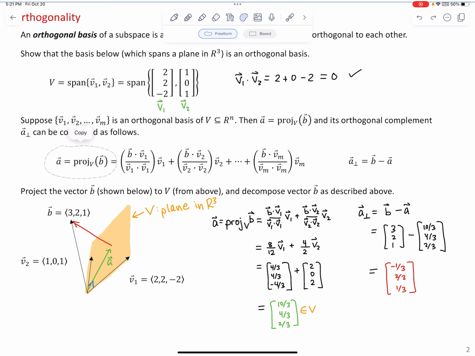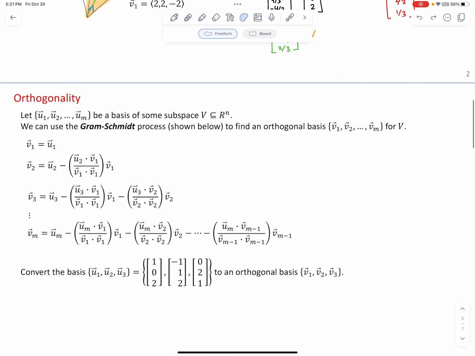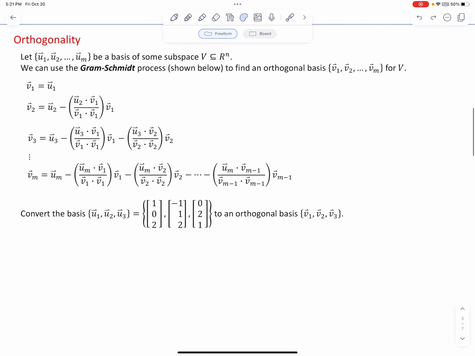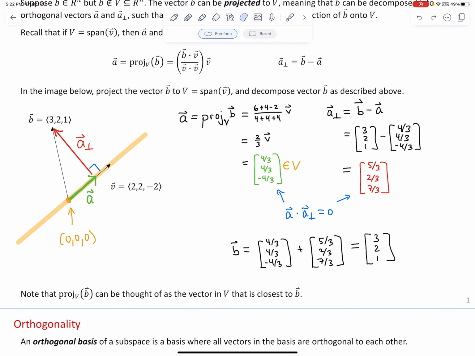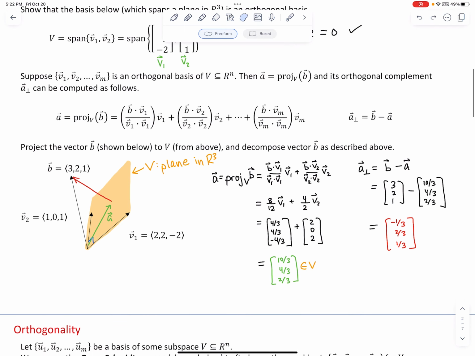And so we're going to learn something called the Gram-Schmidt process for taking any basis of a vector space and converting it into an orthogonal basis. If we scan back to our first page, we found this red vector, which is orthogonal to the green vector, by doing vector B minus its projection vector. And that led to an orthogonal vector. You see that happening in this situation as well.